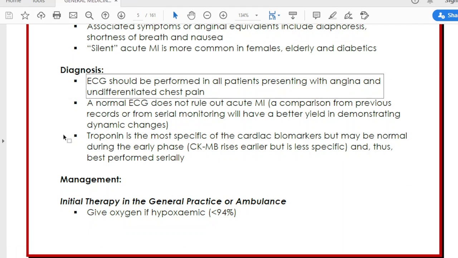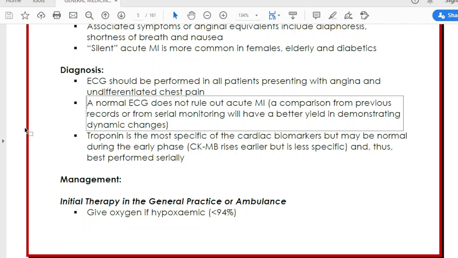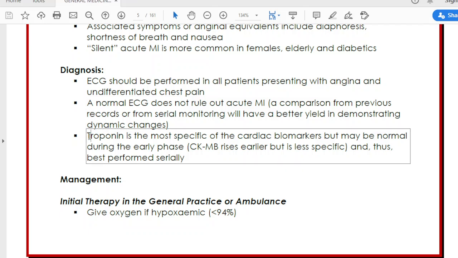Diagnosis. ECG should be performed in all patients presenting with angina and undifferentiated chest pain. A normal ECG does not rule out acute MI. A comparison from previous records or from serial monitoring will have a better yield in demonstrating dynamic changes. Troponin is the most specific of the cardiac biomarkers but may be normal during the early phase. CKMB rises earlier but is less specific, and thus best performed serially. Management.